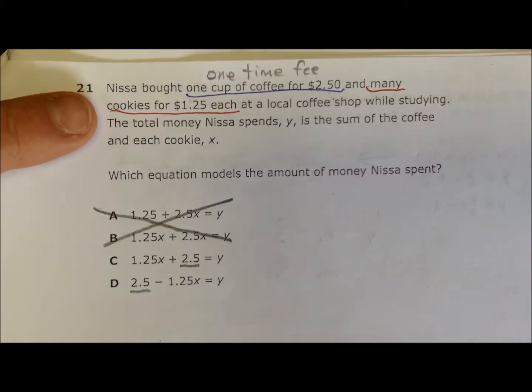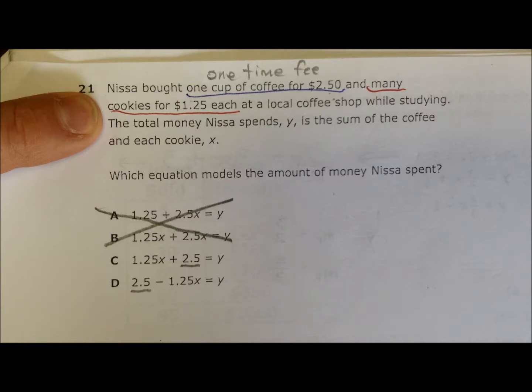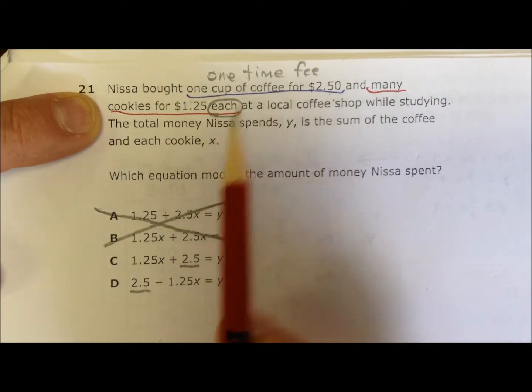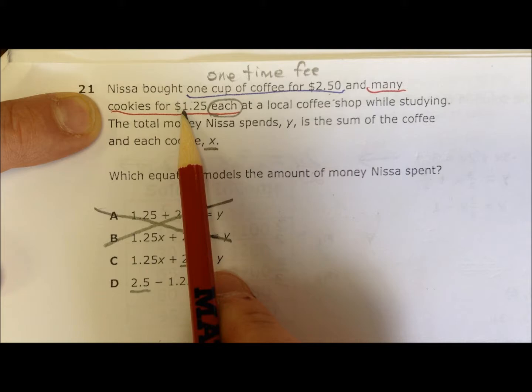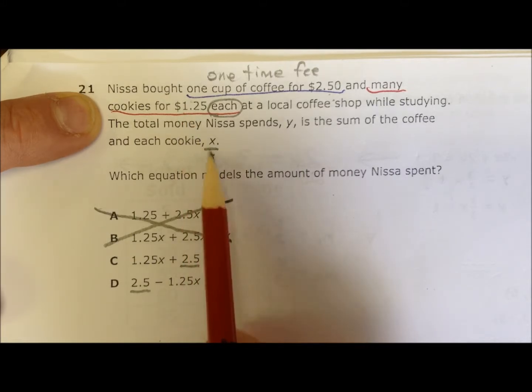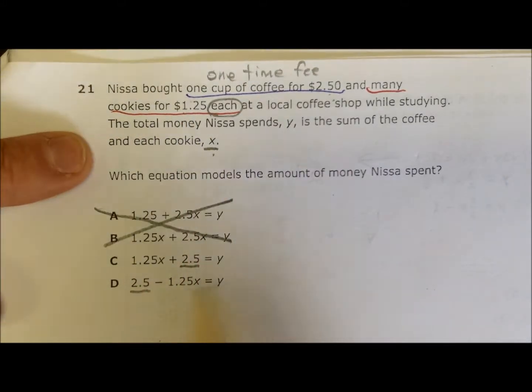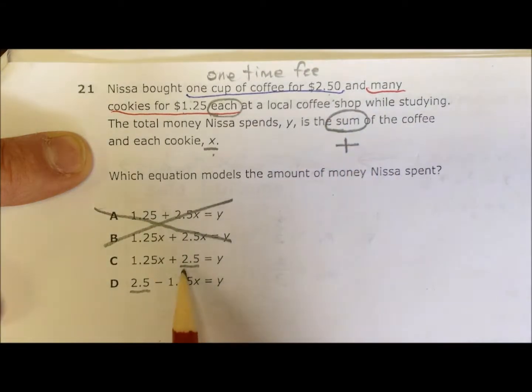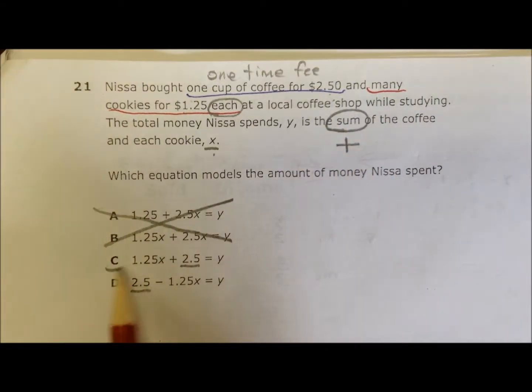So now I need many cookies. That means that $1.25 is multiplied for each cookie x. So I need 1.25 to be multiplied by x. Now we have that right here. So we want the sum. You remember what sum means? Sum is addition. So we want answer C on this one.